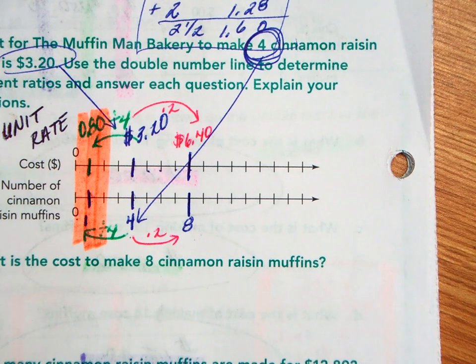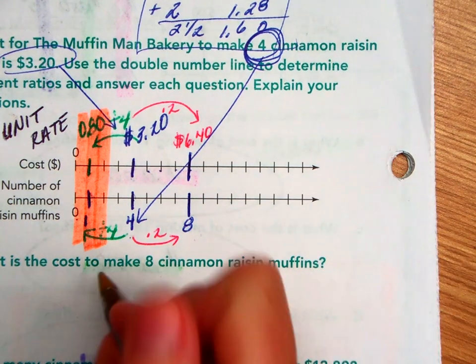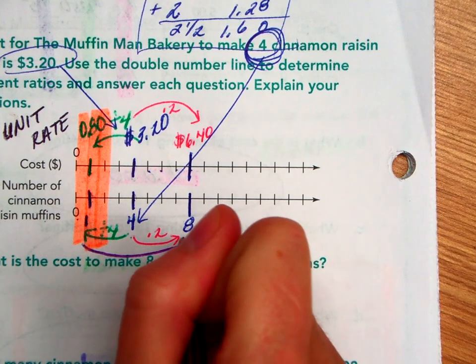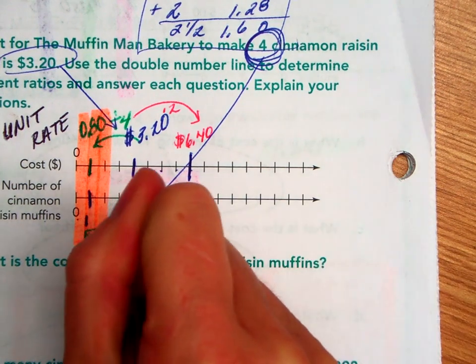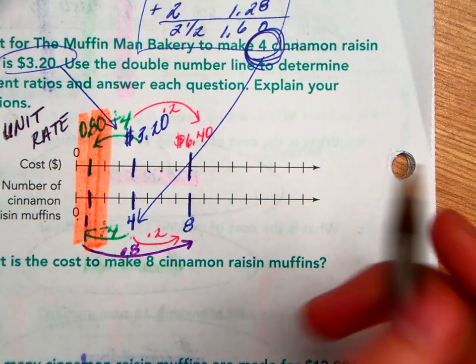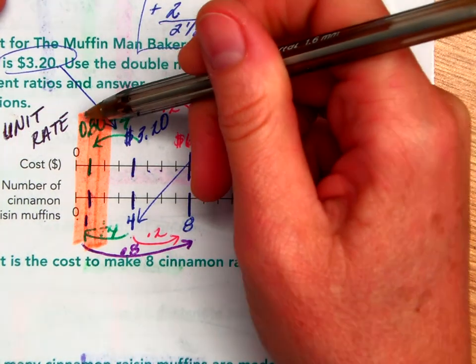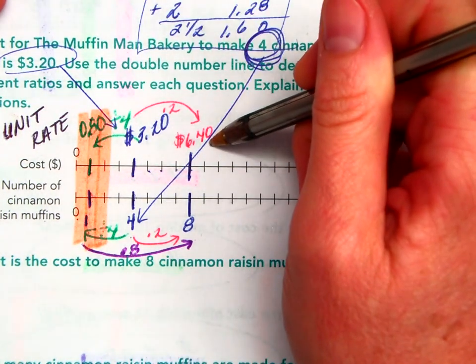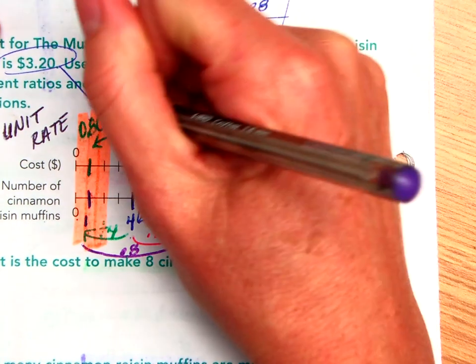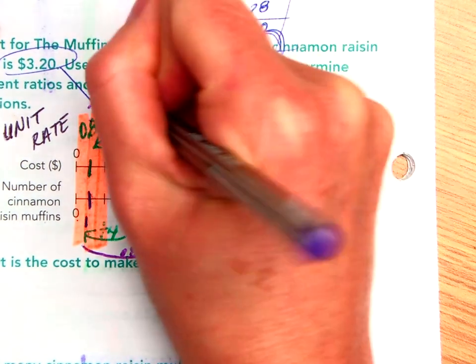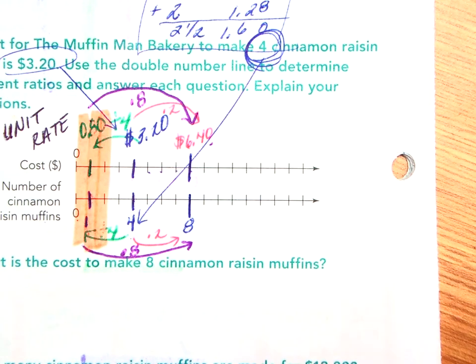So I can scale up from where I am. If I'm at 1, I can easily travel to 8 by multiplying by 8. So this is another method to scale up. If I'm going to travel from 1 to 8, I'm going to have to travel from 80 cents to what we didn't know at the time. 80 cents times 8 will in fact give you $6.40.